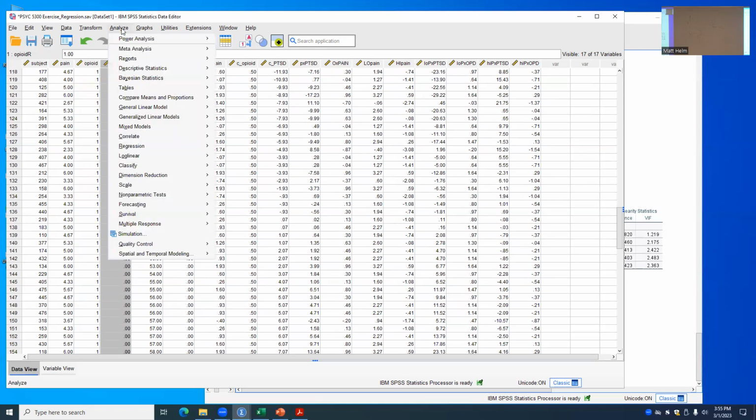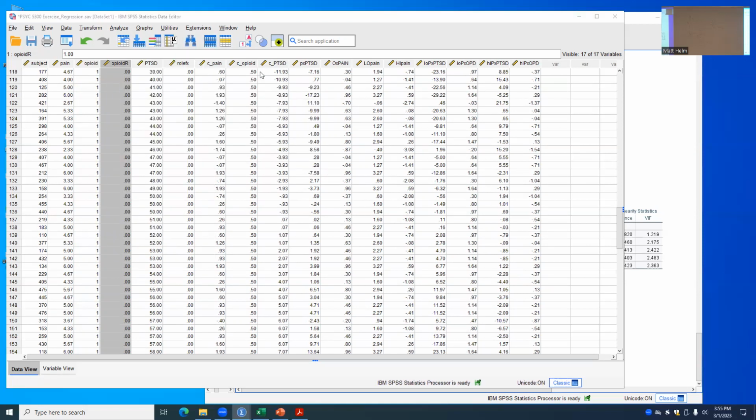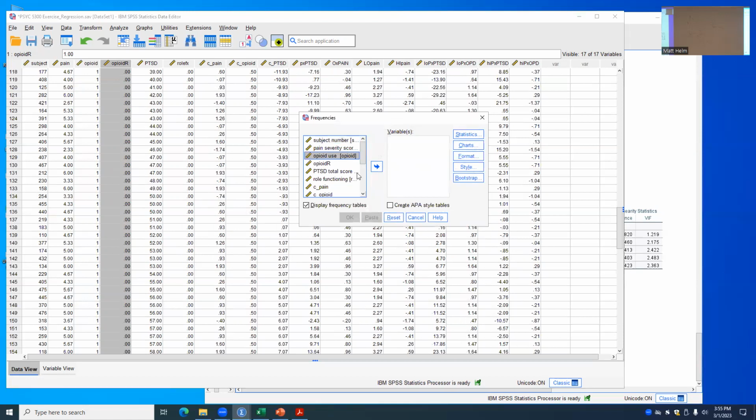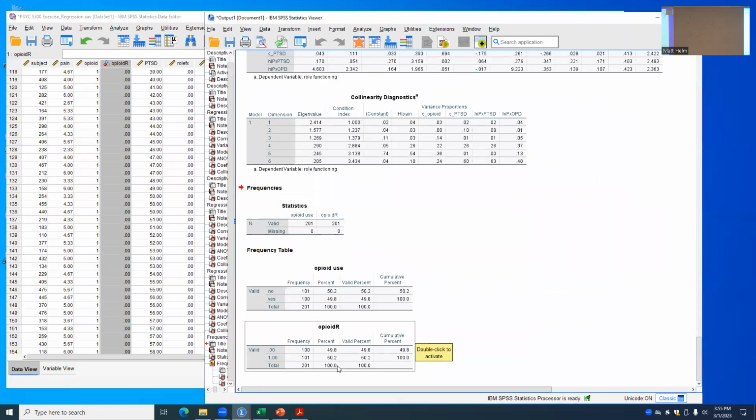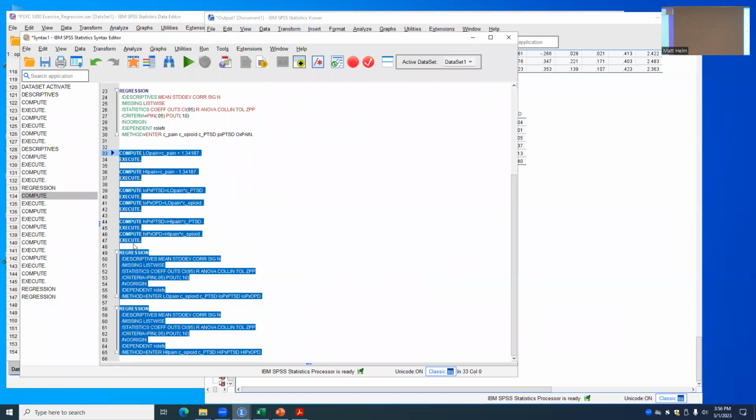And so if I go to Analyze, then Frequencies, and look at opiate use and opiate use R, these should be the mirror images of one another. On opiate use, no is 50.2, yes is 49.8. My reverse coded, yes, 49.8 is equal to no, 50.2. Everything's looking good. Now I've got 2 new variables for opiate use.